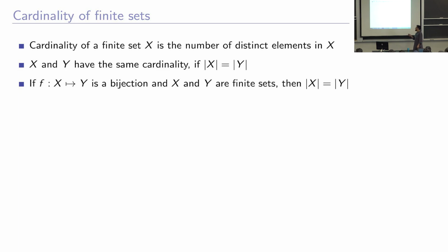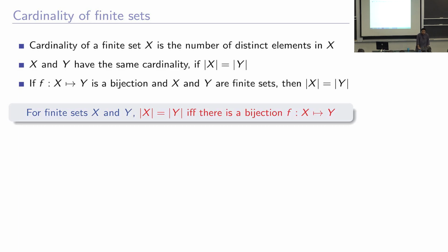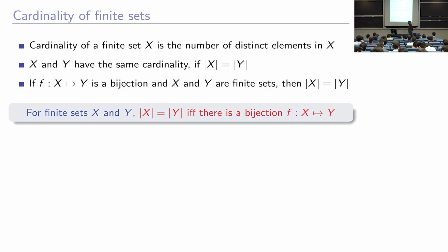So, we also know that if there is a bijection between X and Y and X and Y are finite sets, then the cardinality of X is equal to the cardinality of Y. That is what we saw there, right? If there is a bijection, then the domain's cardinality must be equal to the codomain's cardinality for finite domains and codomains. Okay. So, for finite sets X and Y, if the cardinality is equal, then there is a bijection between X and Y.